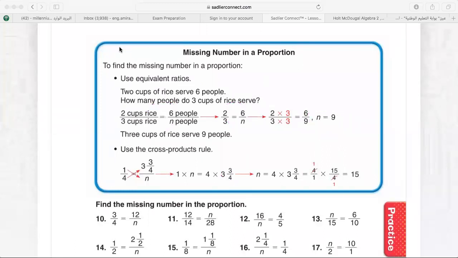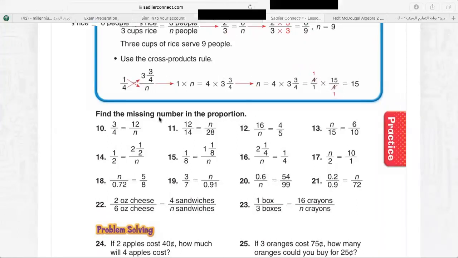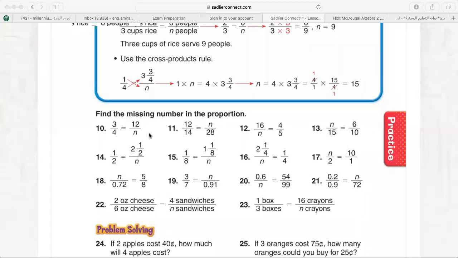Okay, girls, I'm going to solve now. Nobody will solve, because I'm going to solve fast because 6 minutes are left. Example number 10. I want to tell you, in some problems it will be easy to use the first way, but in some problems it will be hard to use it. You will not find a way to multiply, so you're going to use the cross product way.